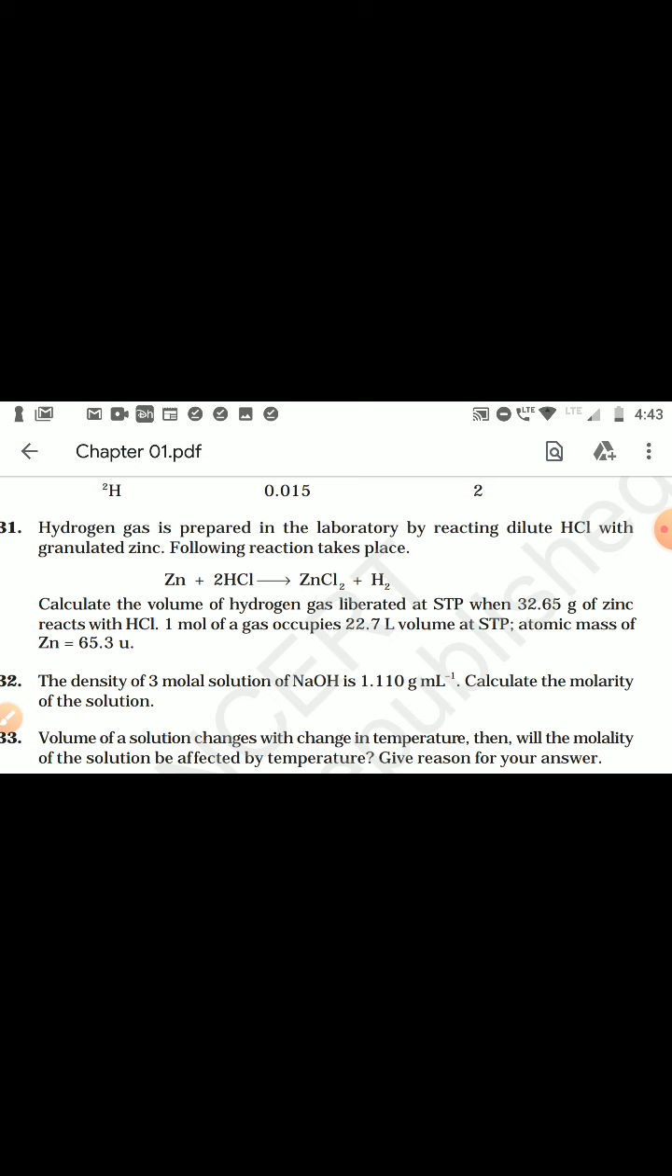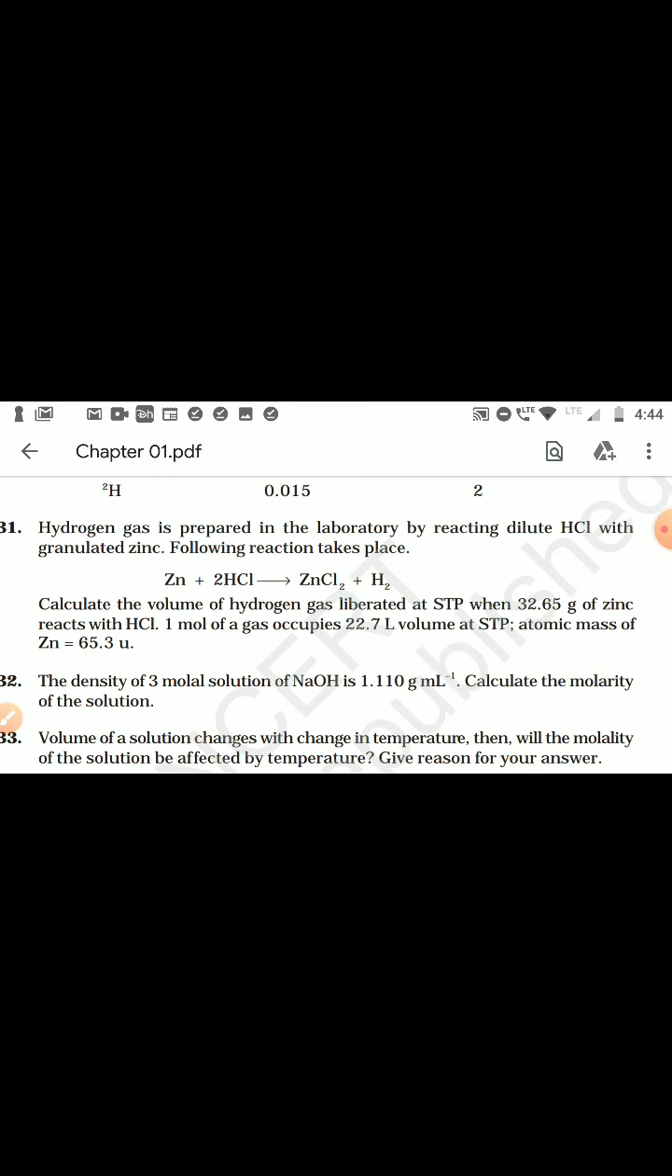Now here, as you know, 1 mole of zinc means 65.3 grams, and 1 mole of hydrogen means 2 grams. Then what we have to calculate? Calculate the volume of the hydrogen gas liberated. Now 1 mole of hydrogen gas always occupies 22.7 liters at STP, standard temperature and pressure. So calculate the volume of the hydrogen gas liberated at STP when 32.65 grams of zinc is reacting with the HCl.